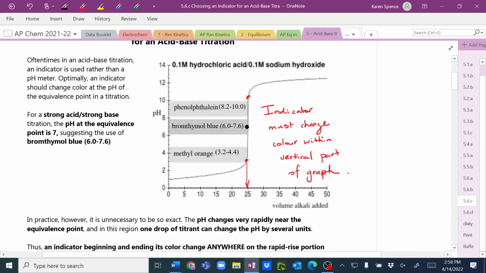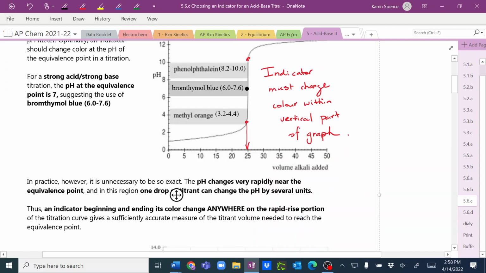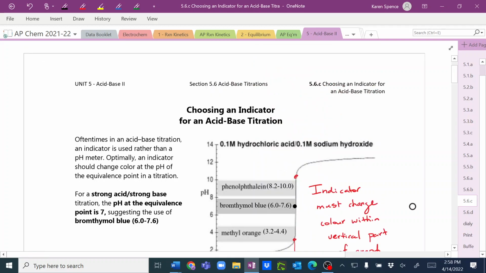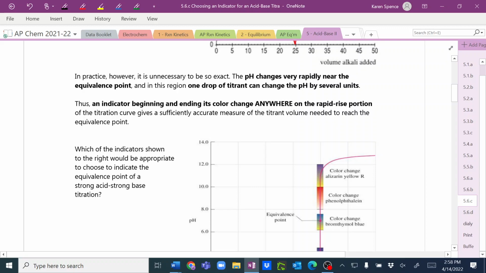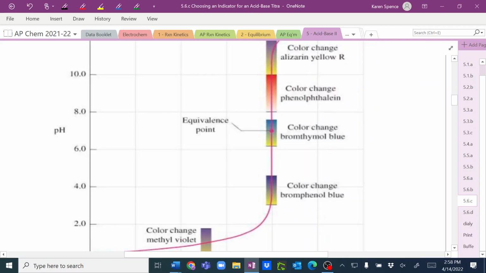So anywhere within that vertical part and you're good to go. So I mean, there's some examples, right? You can see bromphenol blue is kind of like the first one that might be okay. Bromthymol blue is fine. Phenolphthalein's fine.